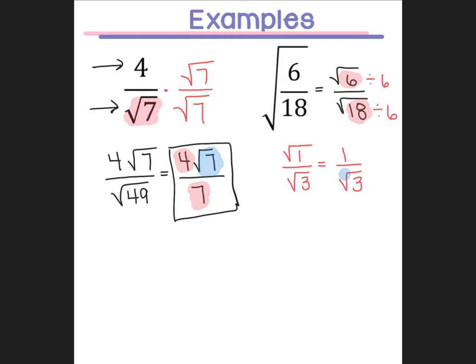After this, I can't simplify any further, but I can't leave this radical in the bottom. To eliminate the radical, I multiply by that radical over itself. Again, I multiply across the numerator and across the denominator. When I multiply across the numerator, I get square root of 3. When I multiply across the denominator, square root of 3 times square root of 3 is square root of 9. And the square root of 9 is really just 3.